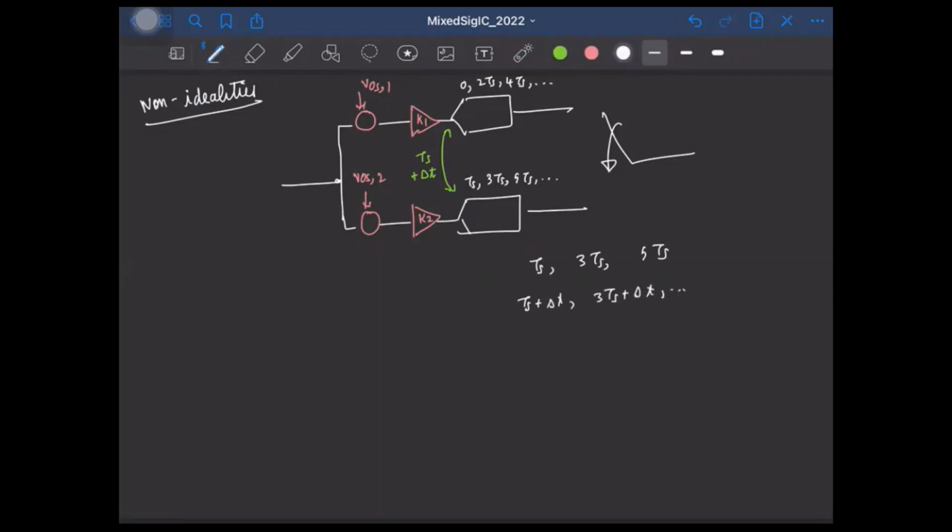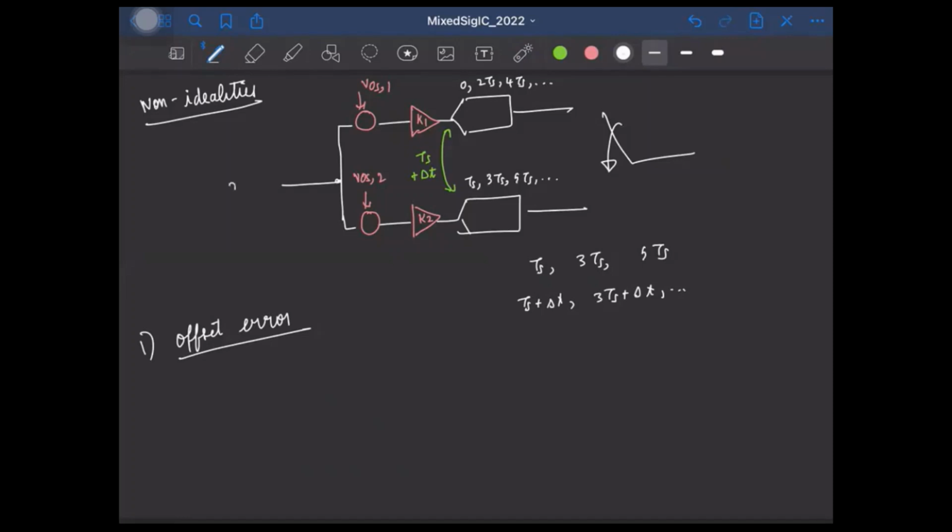Okay, so let's quickly see what effect these non-idealities have and see how we can overcome them or try to suppress them. So first, let's look at the offset error. What will happen if the offset is there? For considering offset, we'll assume that we don't have any other non-ideality. We just have offset. Okay.